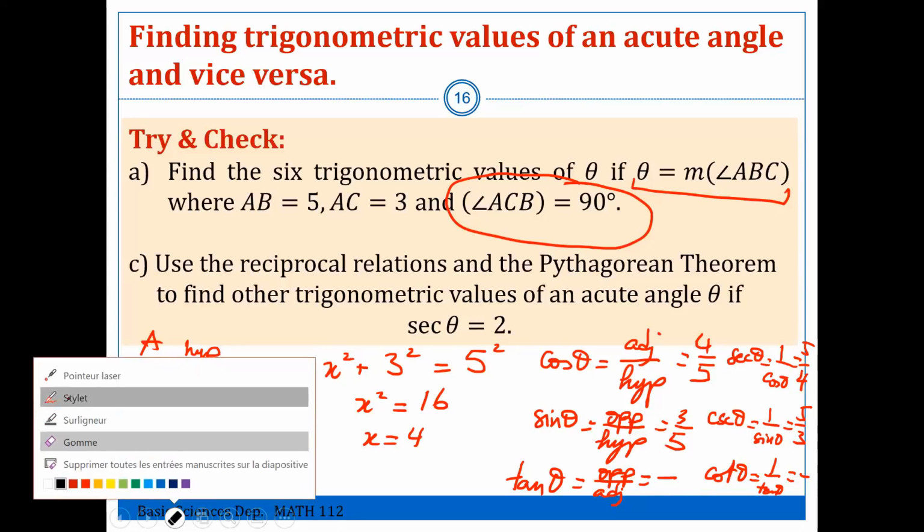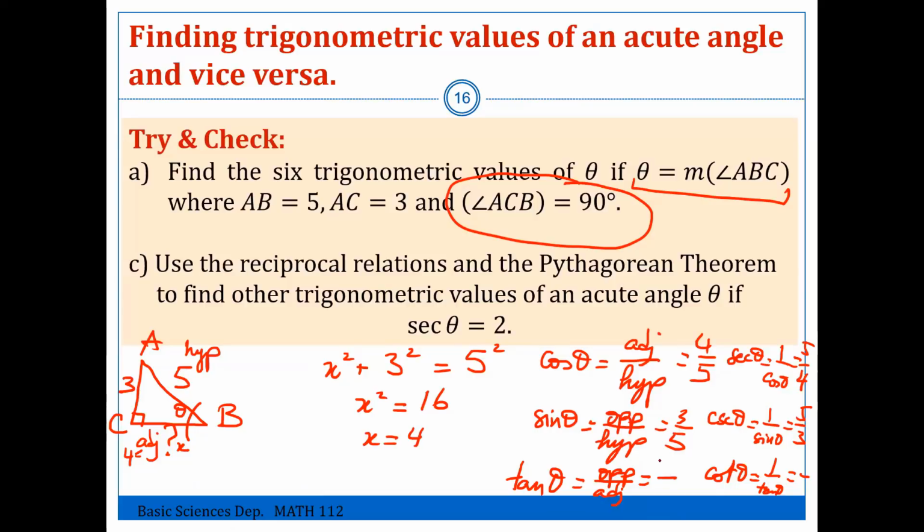Always focus, even I make mistakes when I don't focus. 3 over 4 for tan and 4 over 3 for cotan. Thank you.